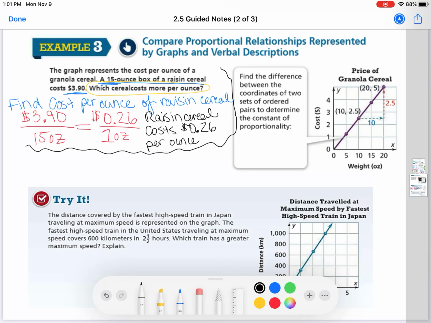Now we need to go look over at the graph to talk about the granola cereal. So the granola cereal is our graph. And there's that little bubble there. It tells you to find the difference. Remember, the word difference in math class means subtraction should be happening. When you find the difference between two things, that's subtraction. Find the difference between the coordinates of two sets of ordered pairs, which are those points, those locations on the map, on the graph. You can be on a map too. And to determine the constant of proportionality.